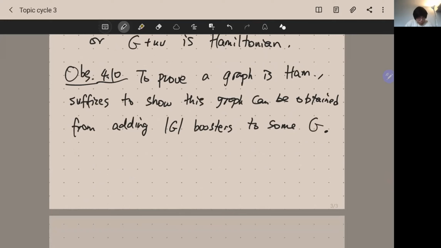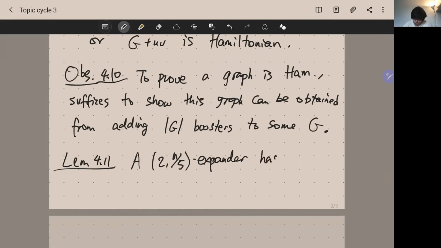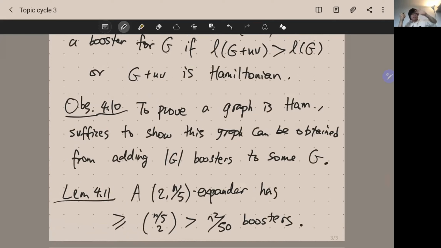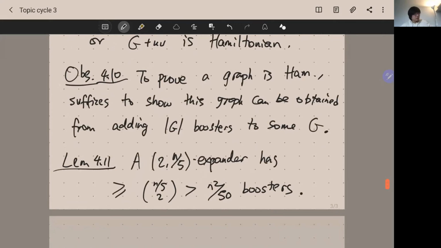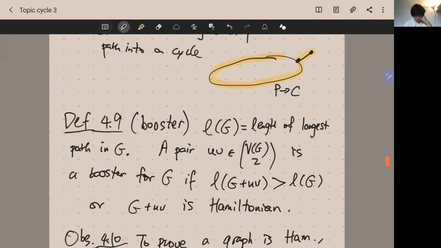This is the extension so far in the notation of booster. Let's summarize the extension and put the above observation into a lemma. The lemma says that if we have a 2n/5 expander, then there are at least this many boosters. We've just said you fix one vertex and rotate one side, you get n/5. You fix any one of these, rotate the other side, you get n/5. So you get this many pairs of boosters. Now, this is for the extension, and next is the edge sprinkling.